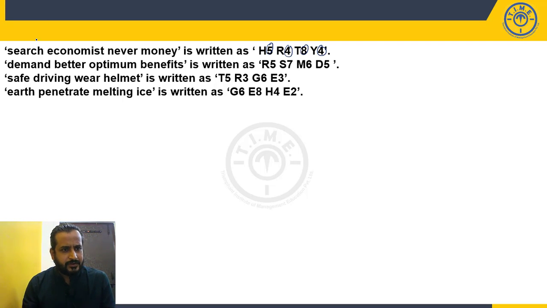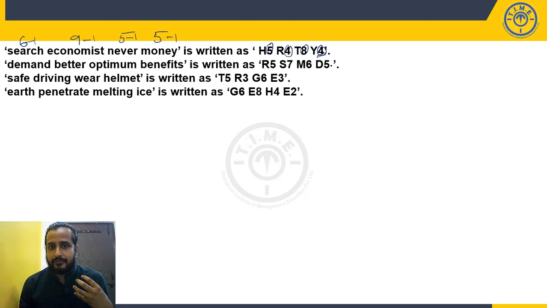Okay. Search, you have 6 letters. Economist, you have 9 letters. Never, you have 5 letters. Money, you have 5 letters. Look at here, 6, 9, 5, 5. But what are the numbers given here? 5, 4, 8, 4. Can you find any similarity? There are 2 5s and 2 4s. 6, 5, 9, 8. So can I say 6 minus 1 is 5, 9 minus 1 is 8, 5 minus 1 is 4, 5 minus 1 is 4? Yes. So what is the logic that we can say? The given digit is the number of letters in the word minus 1.